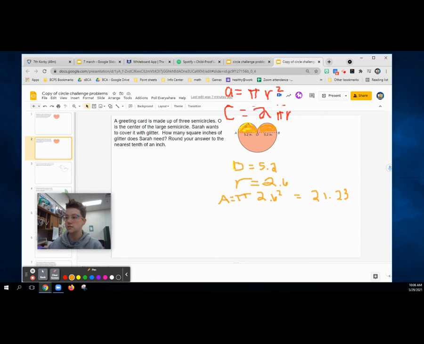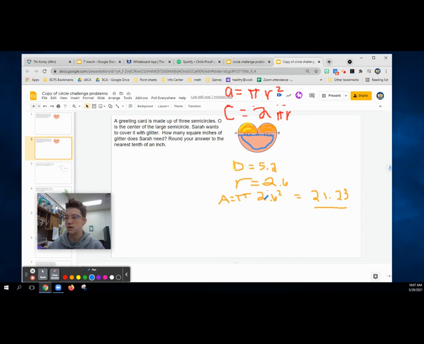So this semicircle would be half of 21.23. This semicircle would be half of 21.23. Add them together and you get 21.23. Our next step is to find this area.